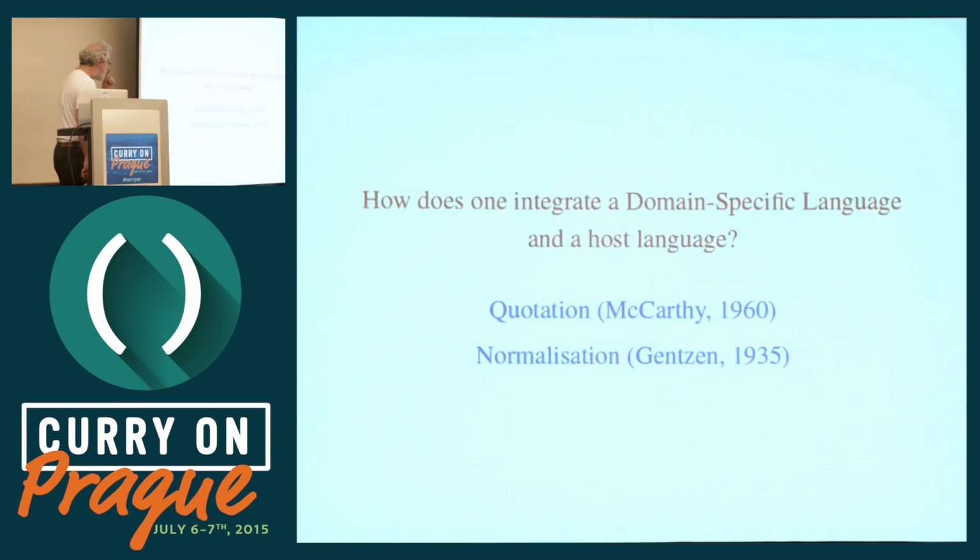Okay. So the question I'm going to be looking at today is, how does one integrate a domain-specific language and a host language? And I'm going to go back to two old ideas. The old idea of quotation from Lisp, originally due to John McCarthy in the 1960s, and the even older idea of normalizing or simplifying proofs due to Gentzen in 1935. Prague has the distinction of being the city that killed Gentzen off. He was a Nazi. He was teaching here when the Russians rolled in. They put him in prison. They didn't feed him or the other prisoners. He died very young.